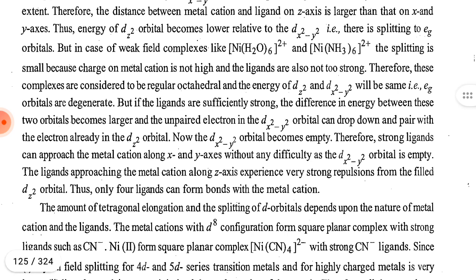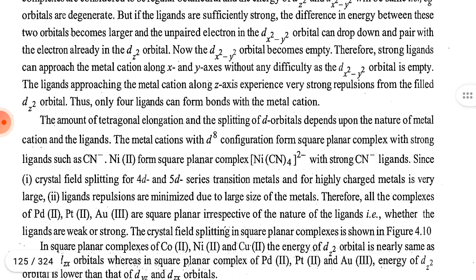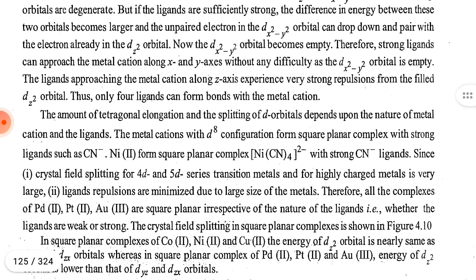But in case of weak field complexes like [Ni(H2O)6]2+ and [Ni(NH3)6]2+, the splitting is small because the charge on the metal cation is not high and the ligands are also not too strong. Therefore, these complexes are considered to be regular octahedral and the energy of dz2 and dx2-y2 will be the same. That is, the eg orbitals are degenerate. But if the ligands are sufficiently strong, the difference in energy between these two orbitals becomes larger.